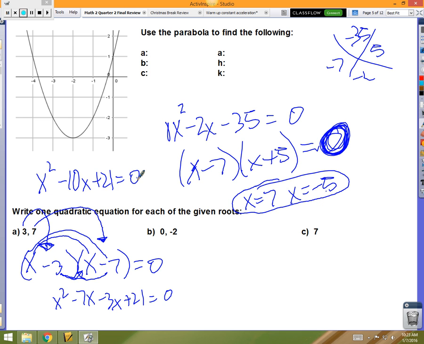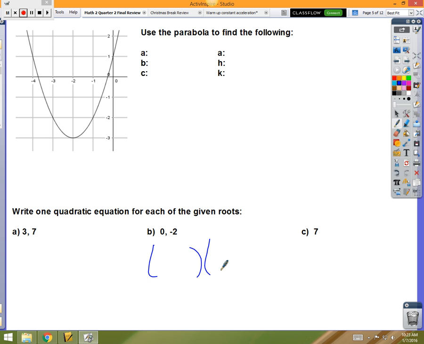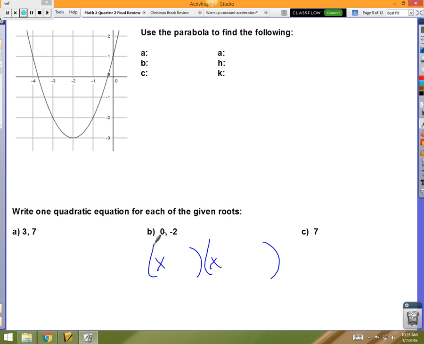Okay, now b, I'm going to go backwards. X and x, 0. What will make this 0? Just nothing really. Because if I put 0 for there, I don't got to put anything there. Now minus 2. If I put a minus 2 in there, this has to be plus 2. Because minus 2 plus 2, there's my 0. So I'm just going to times x by x to get x squared, and x by 2 to get 2x. And there's your equation. X squared plus 2x equals 0.